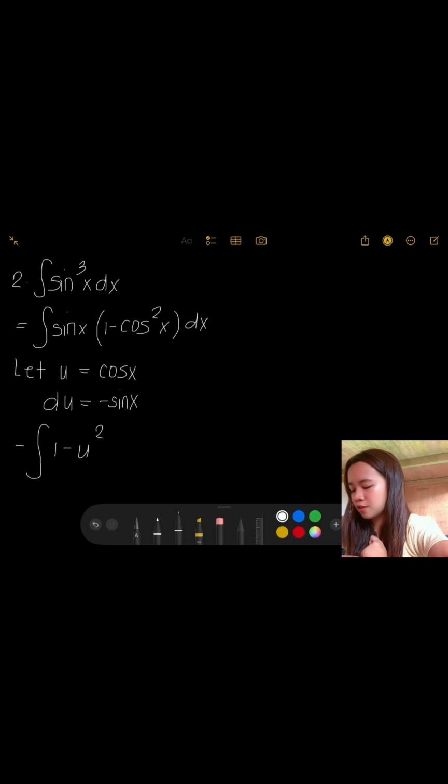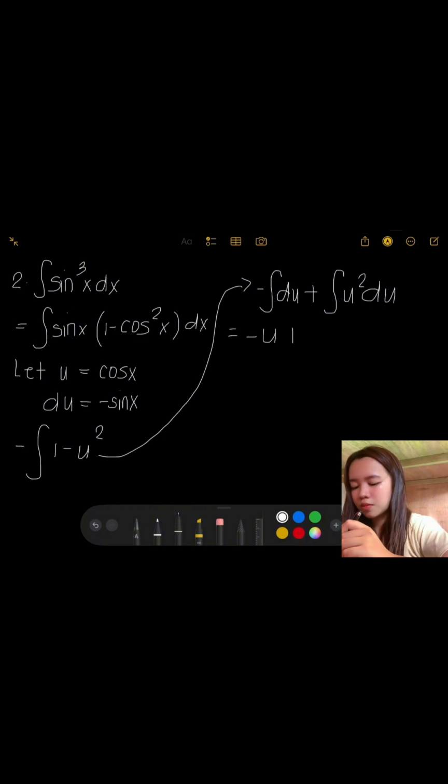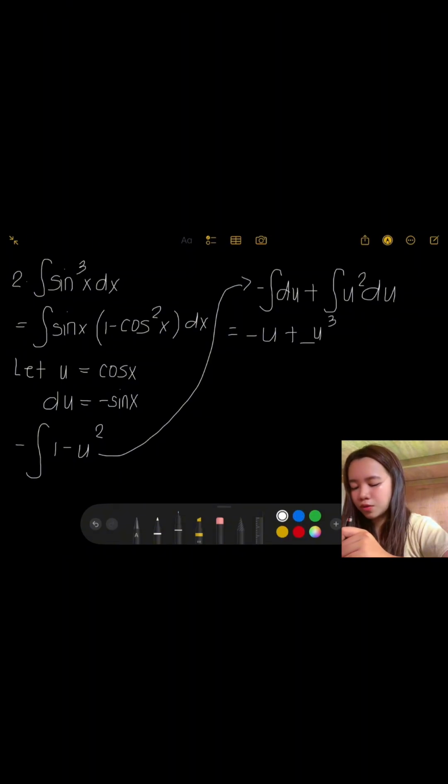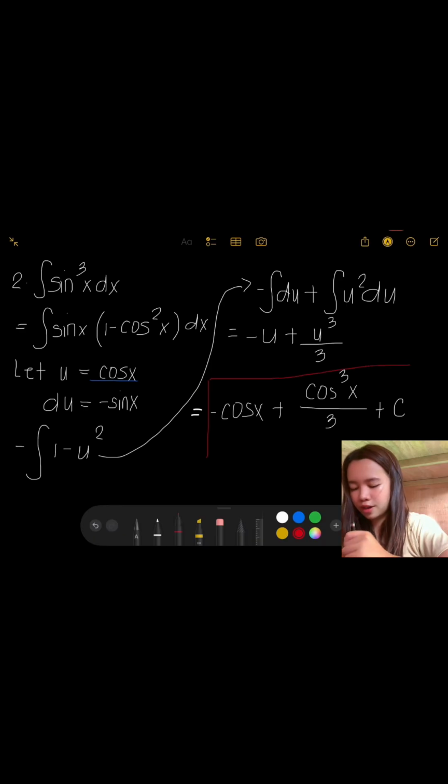Since it is separated by subtraction, we will integrate it term by term. So negative integral of du plus integral of u squared du. The integral of negative du is negative u, plus the integral of u squared du is u cubed over 3. So let's substitute our u, which is cos x. So our answer will be negative cos x plus cos cubed x over 3 plus c. So this is now our final answer.